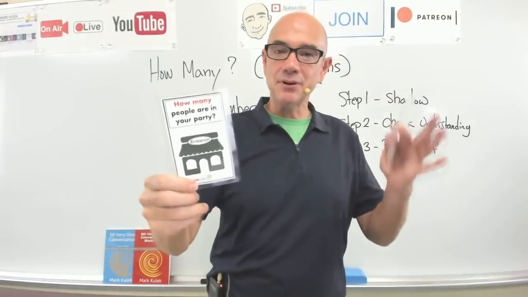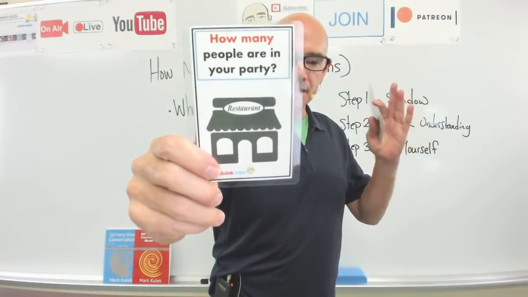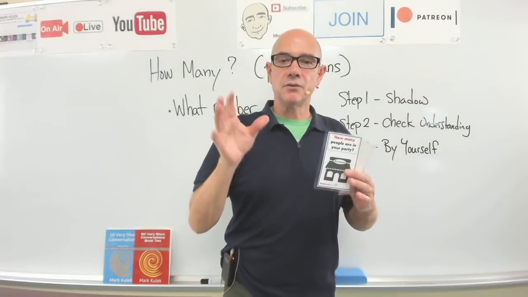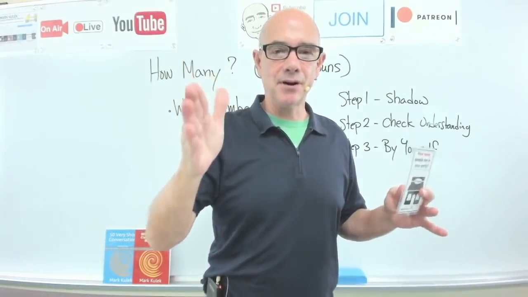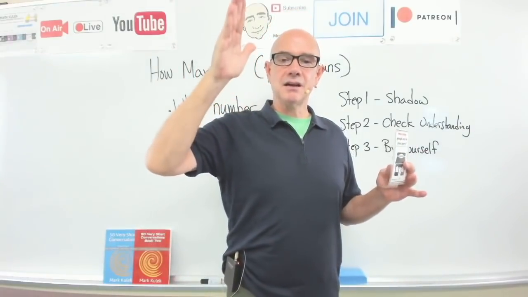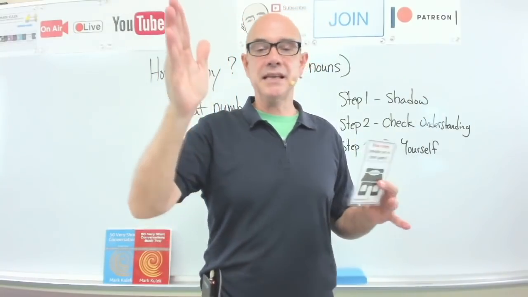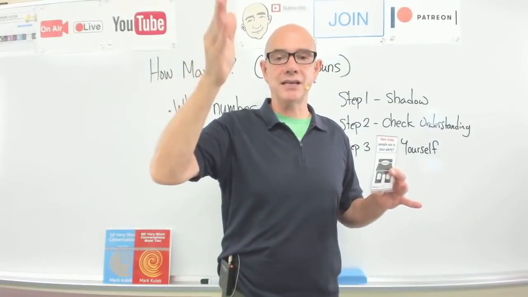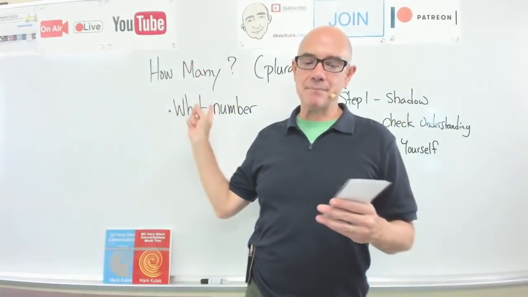Okay, so people, that's plural. One person, two people, three people, four people. Okay, so how many people are in your party? When you go to a restaurant with a group of people, that is called a party. So the restaurant wants to know how many people are in your group, so they can give you a big table or a small table. How many chairs does your group need? So the restaurant asks, how many people are in your party? How many people? What number, right?